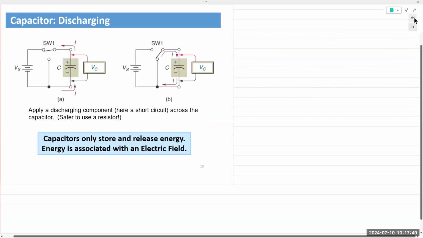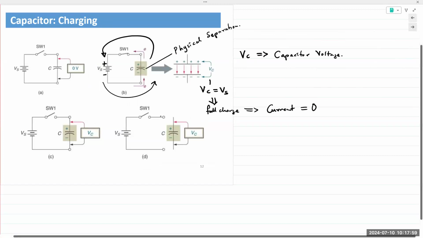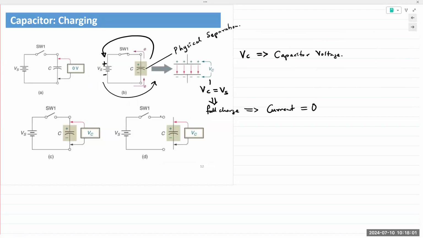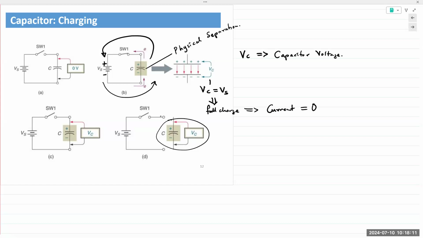All right, so then let's go here. In these illustrations, in these diagrams, I was showing how a capacitor is charged. Now, once a capacitor is charged, you could possibly remove it from the circuit. And once we remove it from the circuit, the capacitor would hold its charge indefinitely.